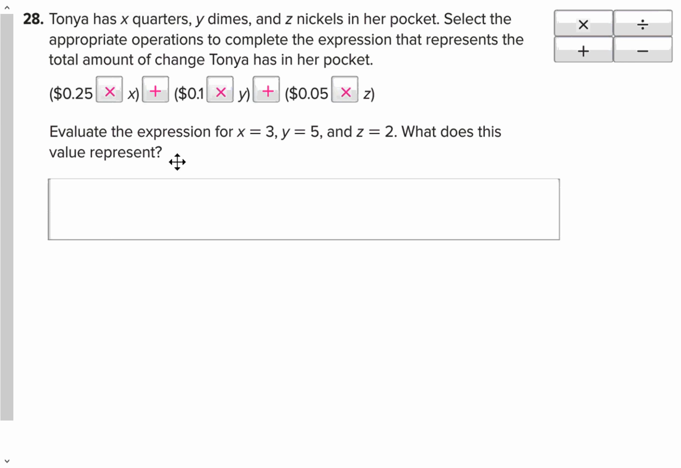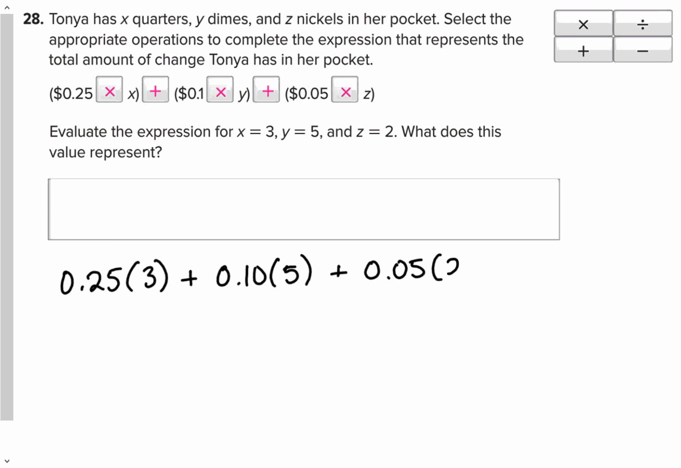Okay, so now we have to evaluate the expression for the quarters equaling 3, dimes equaling 5, and the nickels equaling 2. So we're going to make our equation. So 0.25 times, they said 3, quarters plus 0.10 times 5 dimes plus 0.05 times 2 nickels.